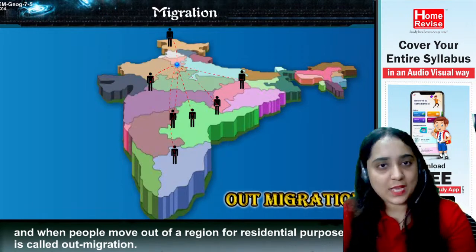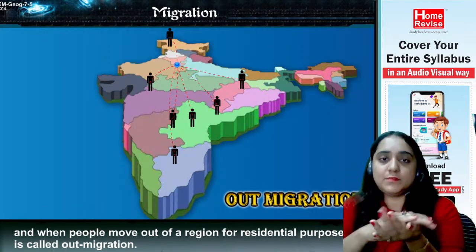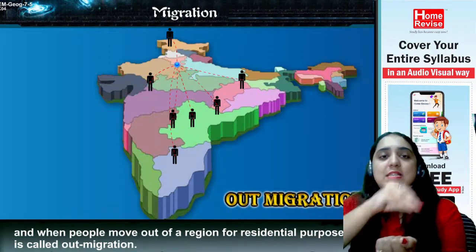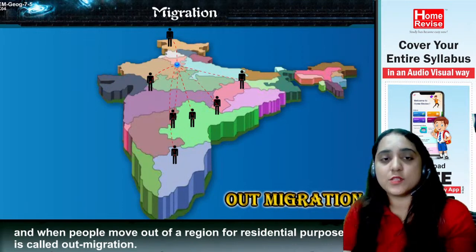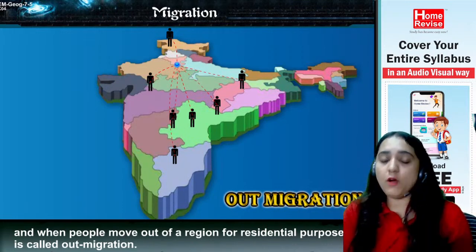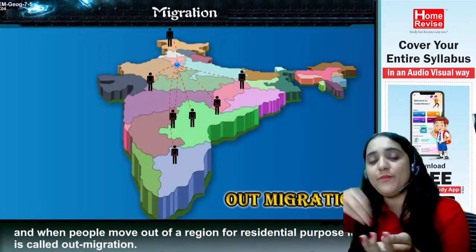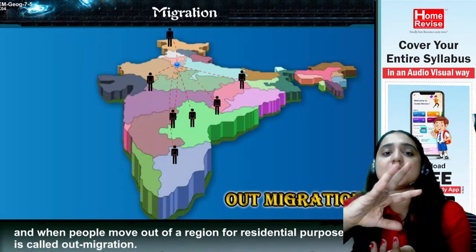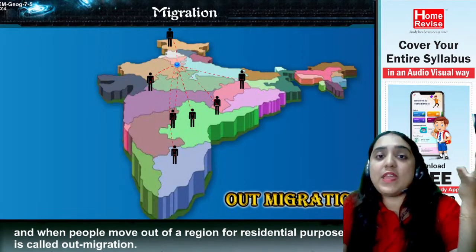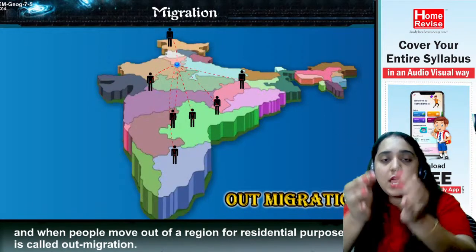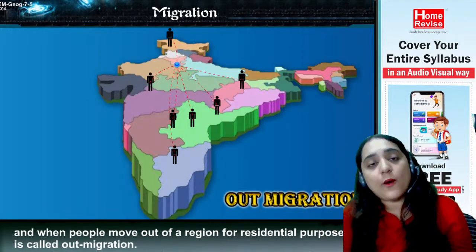So these two terms are extremely easy. If you're moving to a particular area, let's consider Mumbai. Many people from different places outside come and stay in Mumbai. They are migrating into Mumbai. So this is called in-migration. Now let's consider the same Mumbai again. If many of the people are moving out of Mumbai and staying at a different place, it is called out-migration. So if everyone is moving and staying at one place, it is called in-migration. And from one place, if everyone is moving to different places, it is called out-migration.